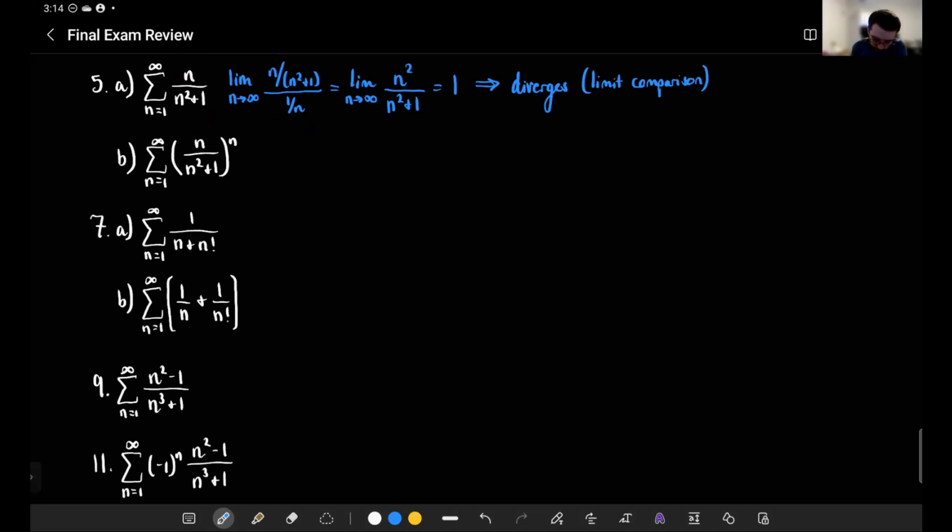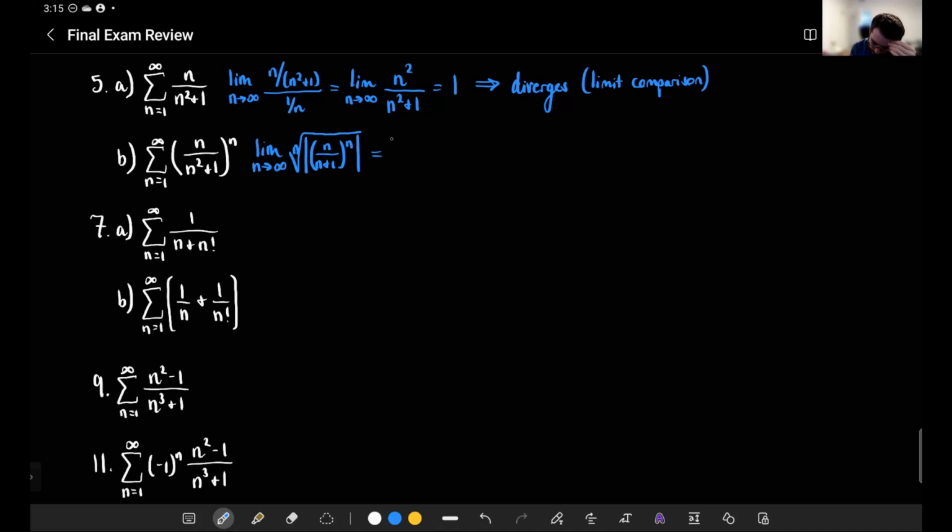Part B is the same thing, but you raise it to the nth power. And if I see an nth power, I immediately think root test. Root test looks like this. You take your terms, you put them inside an absolute value, which in this case isn't going to matter. Everything's positive anyway, but let's just write it to be precise. And then you take the nth root, then you take the limit, you see what happens.